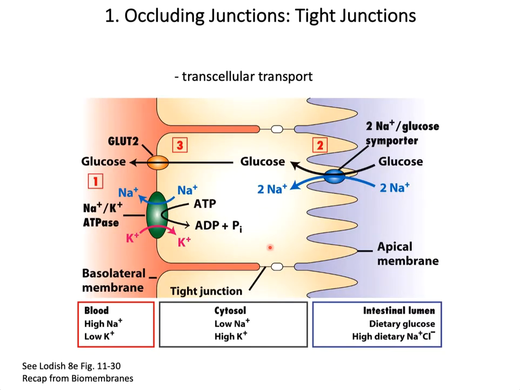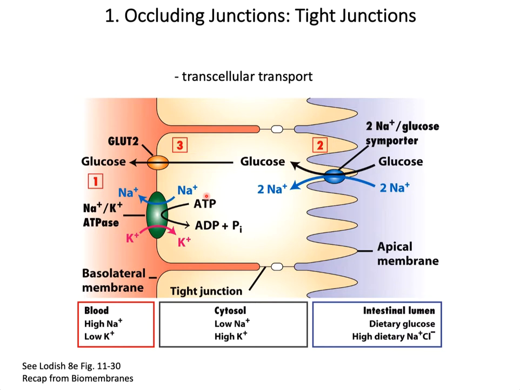Another really important role of the tight junction is in transcellular transport, and again, we saw this when we were studying membrane biology. You will remember this figure showing the transport of glucose from the intestinal lumen, which is on the apical side of the epithelial lining of the intestine, all the way across the cell, and then release of the glucose to the basolateral side of that epithelium. This is known as transcellular transport, and it relies specifically on two different transporters in the plasma membrane.